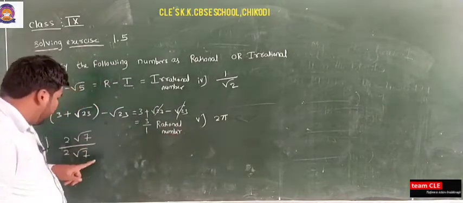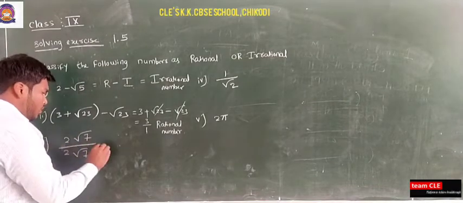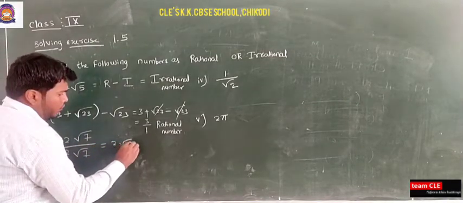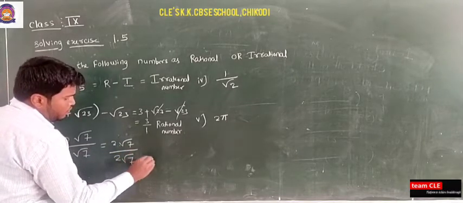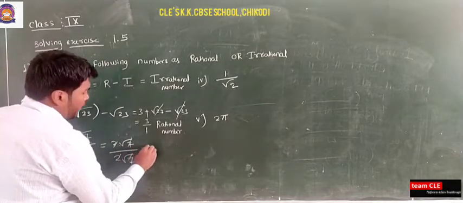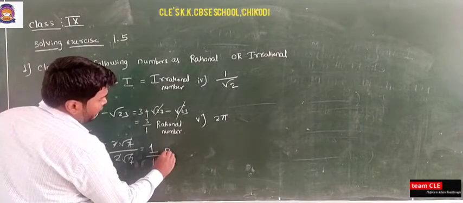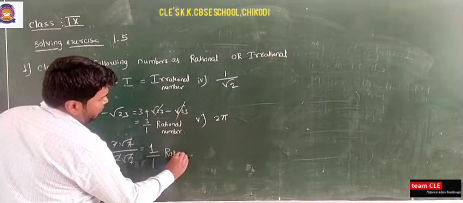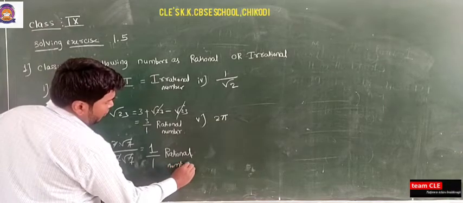Okay, next one: 2 root 7 divided by 7 root 7, that is 2 into root 7 divided by 7 into root 7. Root 7 and root 7 get cancelled, leaving 2 by 7. So this can be expressed in the form p by q, hence it is a rational number.